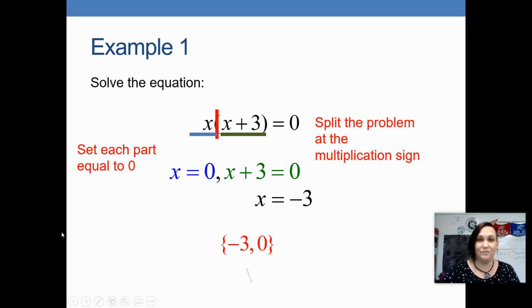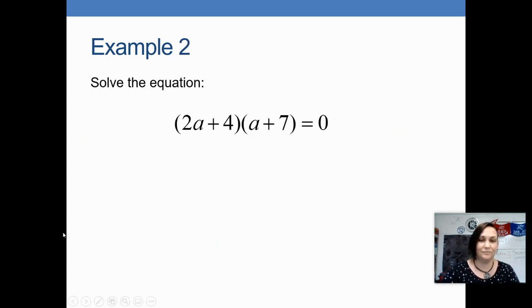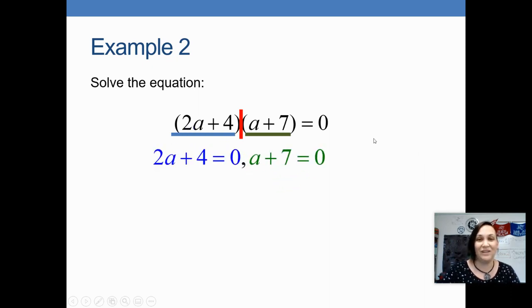Let's try another one. Okay. In this problem, I also have a multiplication problem. I have a 2a plus 4, and that is being multiplied with an a plus 7. The multiplication sign is happening right in between the two parentheses. Since I have two parts to this problem, I'm going to set each part individually equal to 0. So 2a plus 4 equals 0, and a plus 7 equals 0.